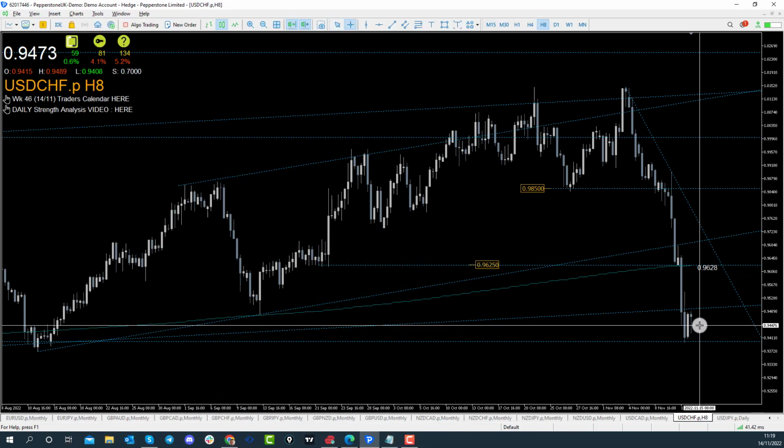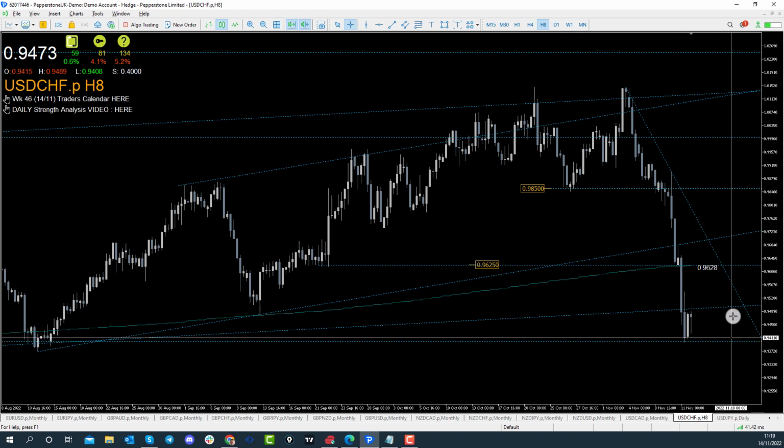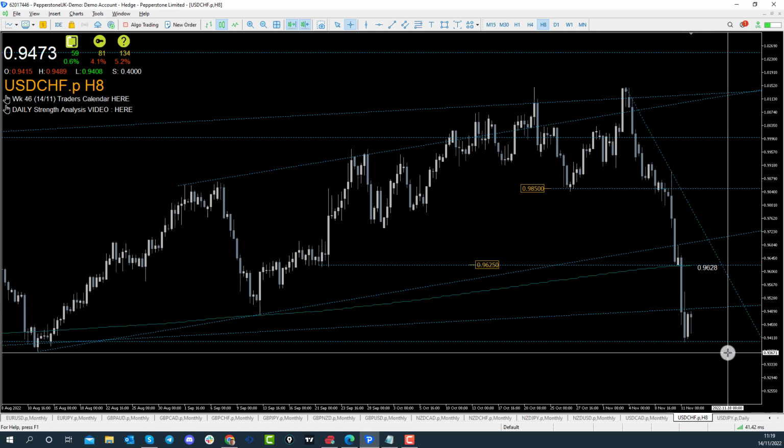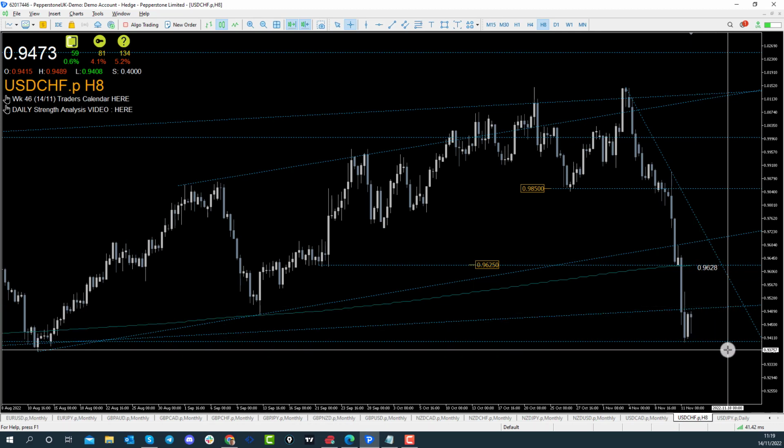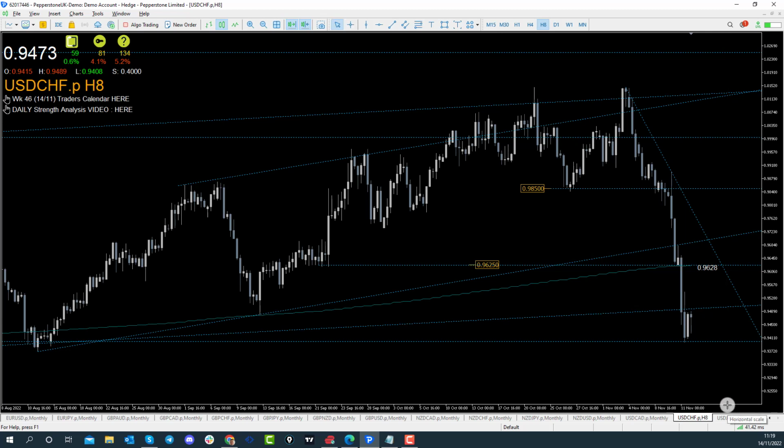Alternatively, you could look for the breakout option. You know, if price just consolidates here, breaks out of the 0.94 handle, that could also be something you want to look into, as the momentum could be pushing price lower.